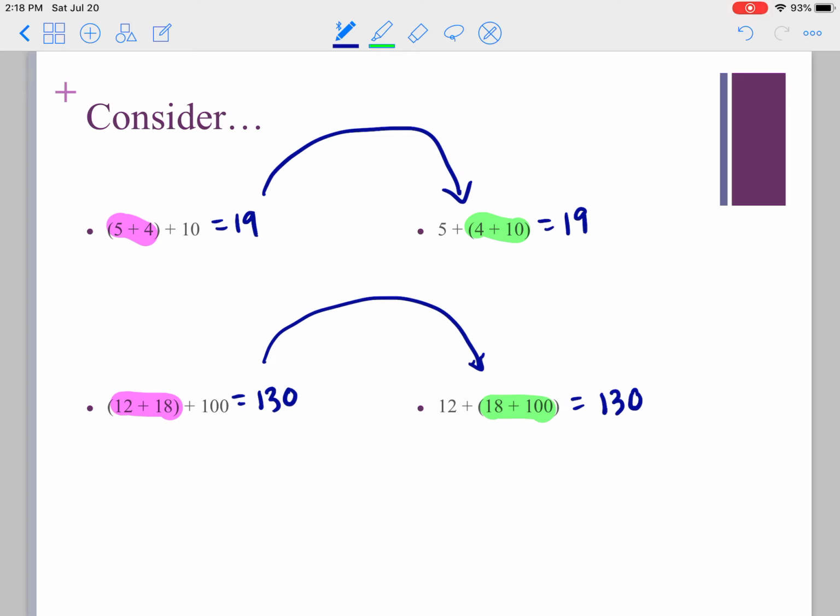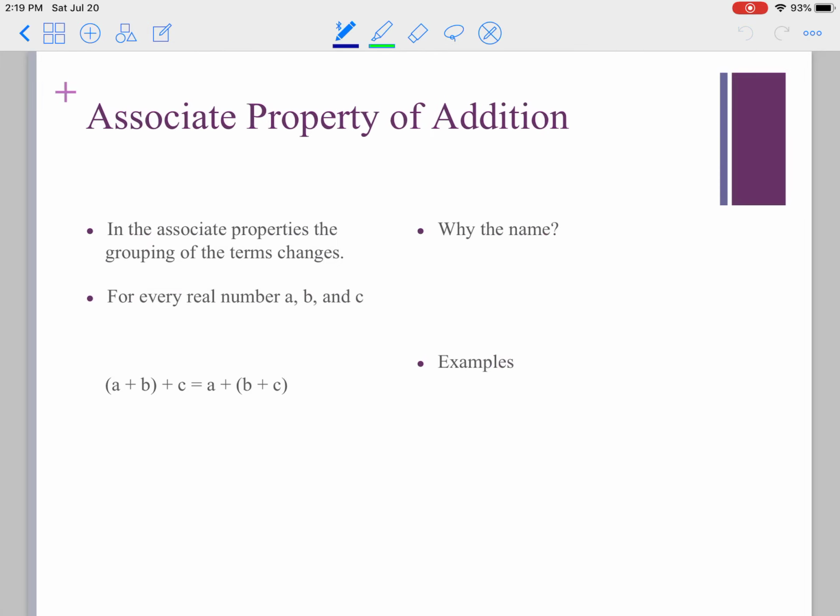And you're probably somewhat familiar with this, but now we are going to give it a name. And we're actually going to give it a property name. And that property name is the associative property. So looking at the associative property, once again, I want to highlight it is the associative property of addition. This does not work with subtraction. So we have to be adding for this property to hold.